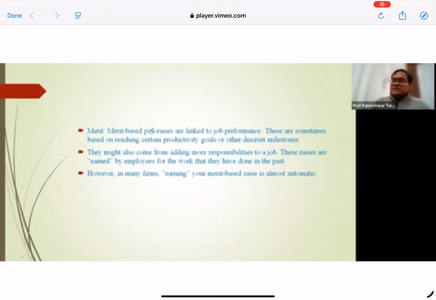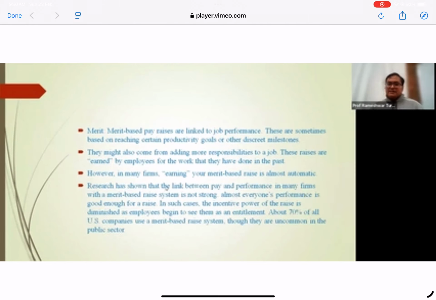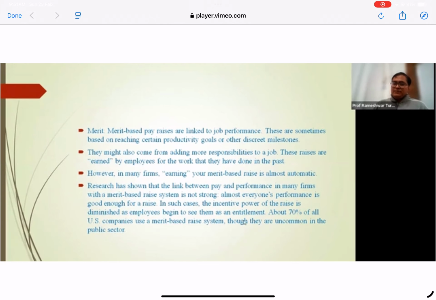So in USA, almost 75% of private companies claim that they change their basic pay based on merit. But when research was done, it was found that it is almost automatic. There is nothing called merit. Research has shown that the link between pay and performance in many firms with a merit-based raise system is not strong. Almost everyone's performance is good enough for a raise. In such cases, the incentive power of the raise is diminished as employees begin to see them as entitlement. About 70% of all US companies use a merit-based raise system, though they are uncommon in the public sector.